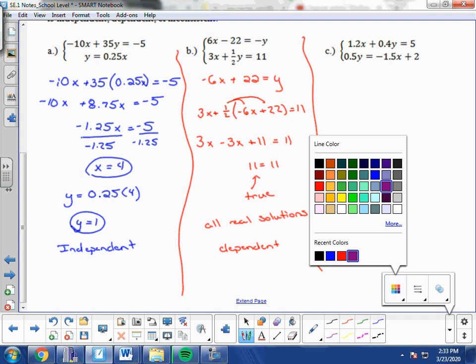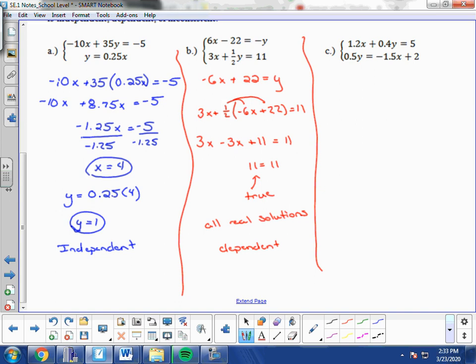Solving this one algebraically, this one's not the best, but I'm going to go with substitution again. So let's go ahead and divide by 0.5 here to get y by itself. If I divide the second equation by 0.5, that's going to give me y equals negative 1.5 divided by 0.5. You could do that in your calculator. That would be negative 3. 2 divided by 0.5, that would be 4.